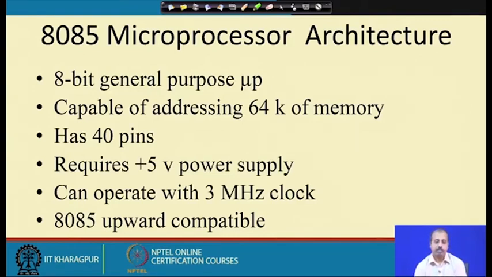Up to 64K can be directly interfaced with 8085. Since 8085 comes as an IC chip, the chip has 40 pins. The power supply requirement is plus 5 volts. The clock frequency it can operate at is 3 megahertz, and it is upward compatible. Upward compatible means that if you have older versions of some processors, you can just take that chip and put this chip into the system. So, upward compatibility is maintained.